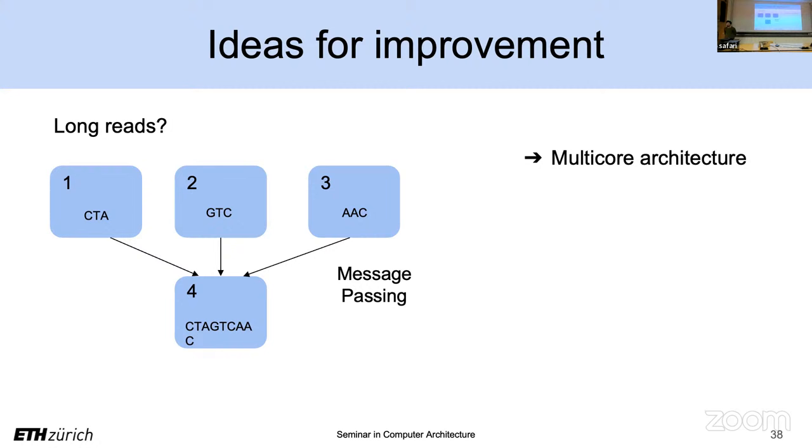I just had a small comment on the merging part. You mentioned that we might have an extra core that takes care of this merging. I agree that this is probably the best way to do it, but there are also some intricacies to consider. Let's take for example the second one, GTC. We have to check if all of the genome before it matches, and it would be a bit difficult to implement the merging, is my point. Yeah, that's true. It's not a trivial thing, but I would say it's still an easier problem than the one of alignment.